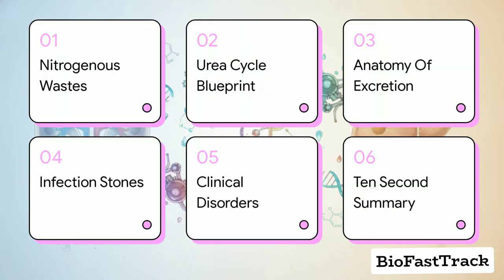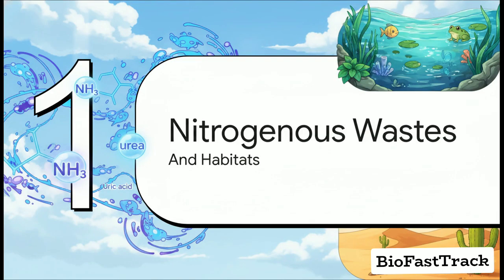Thanks. Okay, so here's our roadmap for today. First, nitrogenous wastes and habitats. Then, we hit the urea cycle blueprint, followed by the anatomy of excretion. After that, we'll get into infections, stones, and pathogens, tackle some clinical disorders, and wrap it all up with our 10-second summary. Let's kick things off with Section 1, Nitrogenous Wastes and Habitats.